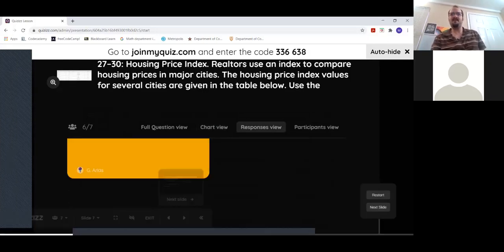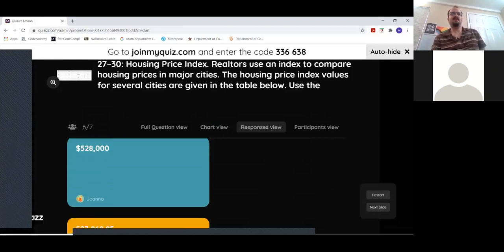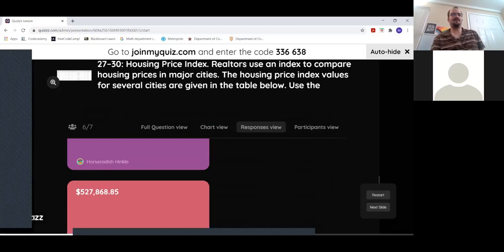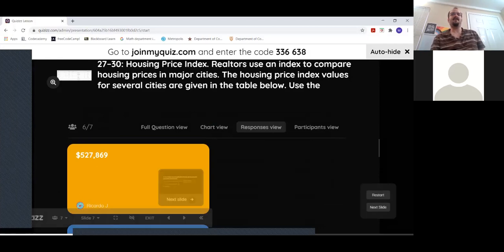$527,869. What were y'all telling me? $527,860. That's it. What'd you do? Look in the book? You rounded it too easily. Okay, here we go.